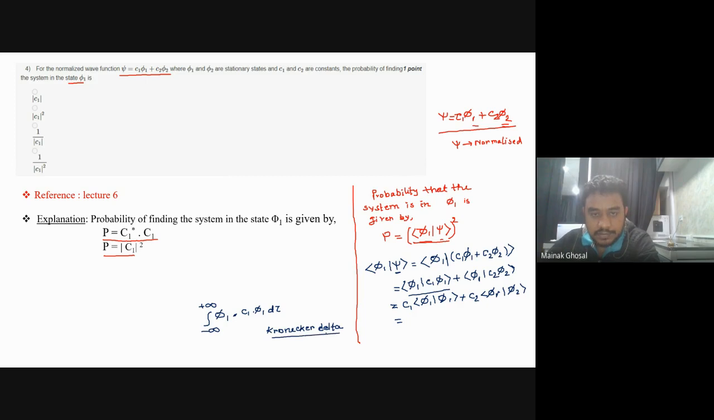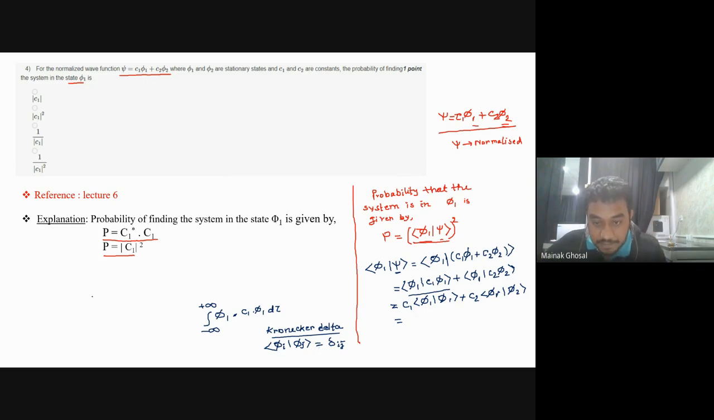Okay. So Kronecker delta says that if I have two wave functions, suppose I write one as phi i and another as phi j, I can write this in terms of delta ij. So if on my bra side there is phi i, and on my ket side there is phi j, then I can write it in terms of the Kronecker delta, which is delta ij.